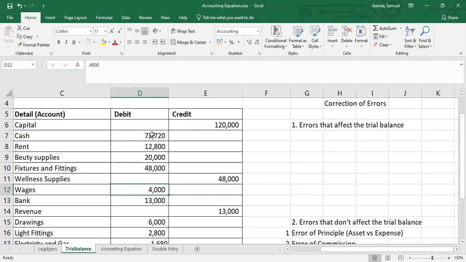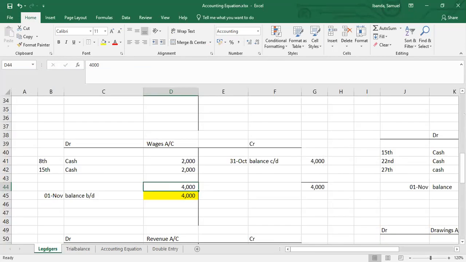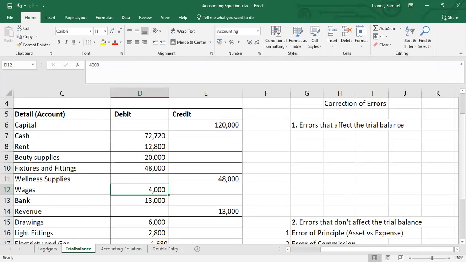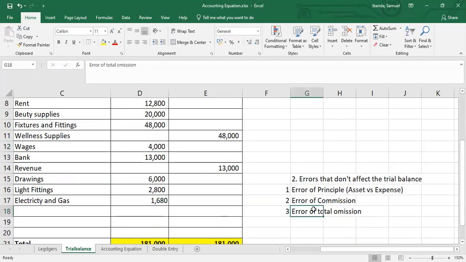But that is what is happening. You understand? So, in this case, this error will not be detected by the trial balance. You get it? And we are calling it an error of total omission or error of omission, where you totally omit a transaction. You get it? So it is important for you to know.